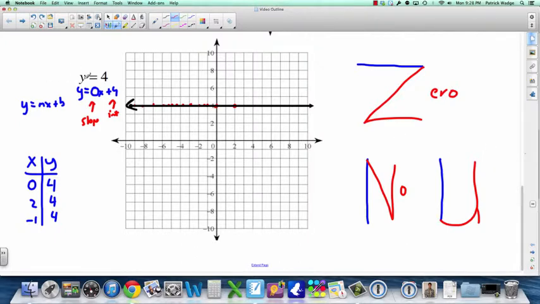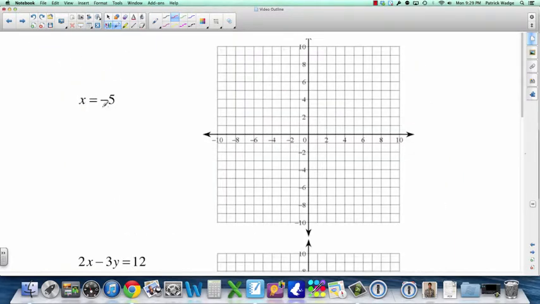If it's y equals whatever number it says, it's always going to be a horizontal line. If it was y equals -2, boom, right here. If it's y equals 7.5, go up to 7.5, and it would be right, that's not a half, but you know what I mean, right in there. So anytime it says y equals something, it's a horizontal line. Guess what's going to happen when it says x equals something? Yes, you guessed it, it's going to be a vertical line.